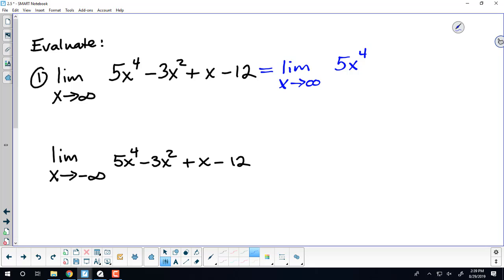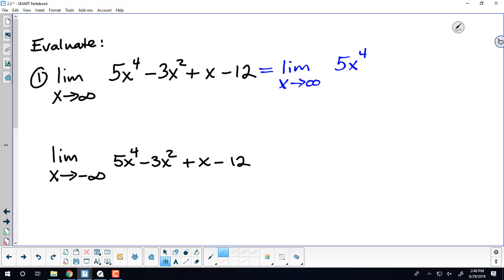So maybe think about it like this. If x was like 1,000,000 and we're subtracting off 12 from 1,000,000, it doesn't matter. It's still pretty close to 1,000,000, right? Or if we have 1,000,000 to the fourth plus 1,000,000, it's still really close to 1,000,000 to the fourth. Now, granted, the square and the fourth power are a little bit closer to each other, but out towards infinity, the fourth power is much larger than the second power. So that limit simplifies to that. Think about the leading term test if you need to.